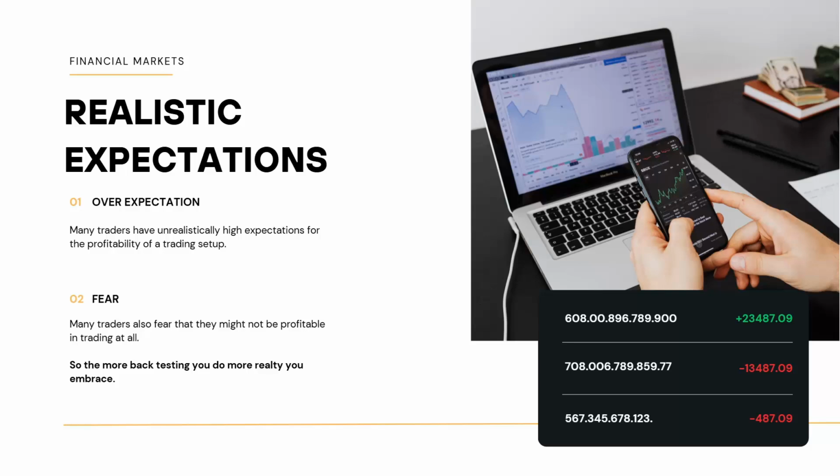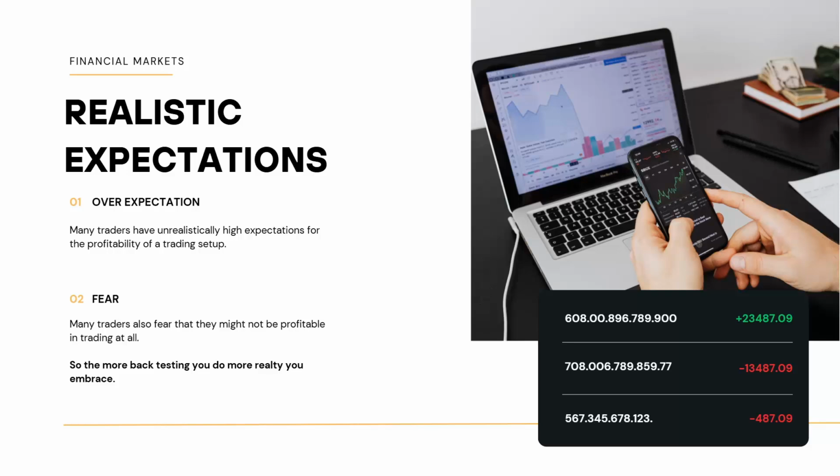One is who is extremely brave, who has over expectations. Another type of trader is who is always afraid of losses. I think as a trader, you should understand that over expectation is not going to help you make a lot of money, and fear will stop you from making any amount of money.